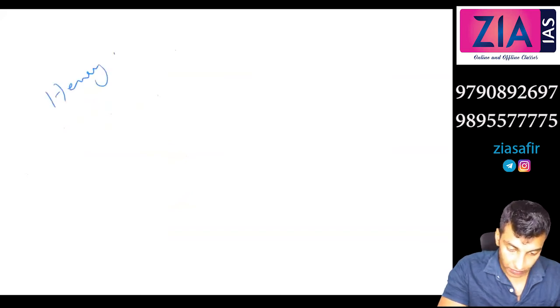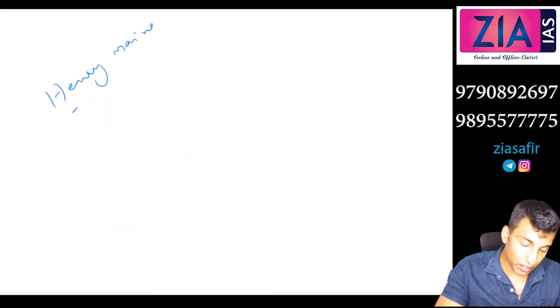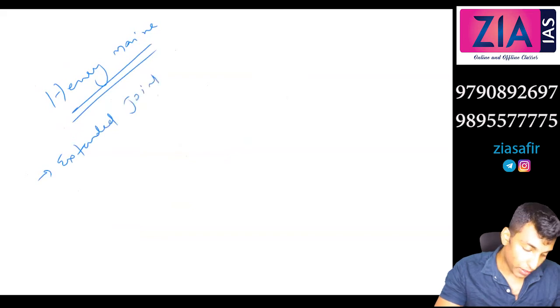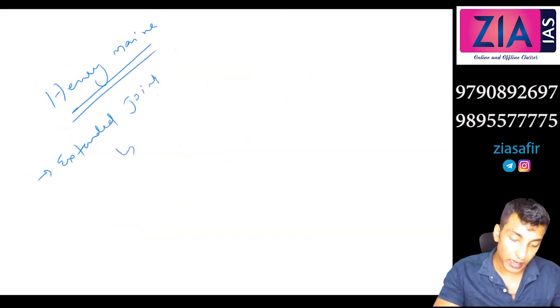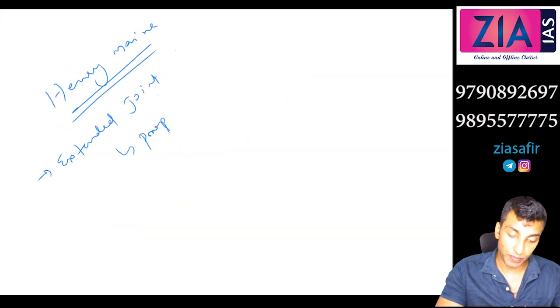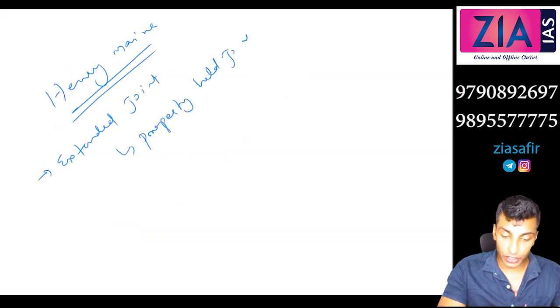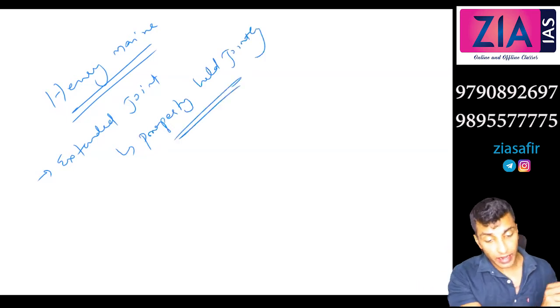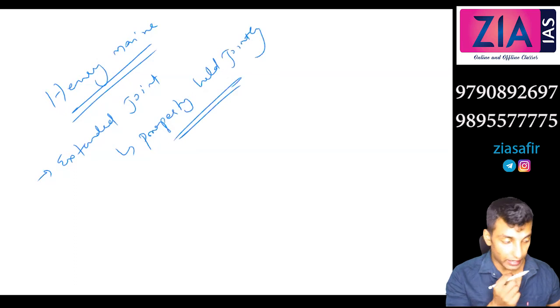Now there is one more concept which is given by Henry Maine. Henry Maine coined the extended joint family. Extended joint means the property is held jointly in this case. So this is a concept given by Henry Maine, and you need to write the names of these thinkers when you are writing these answers.